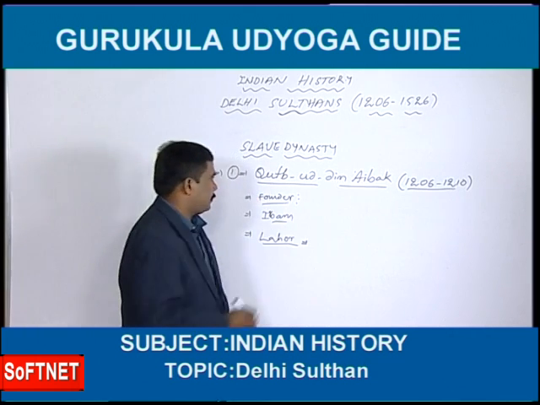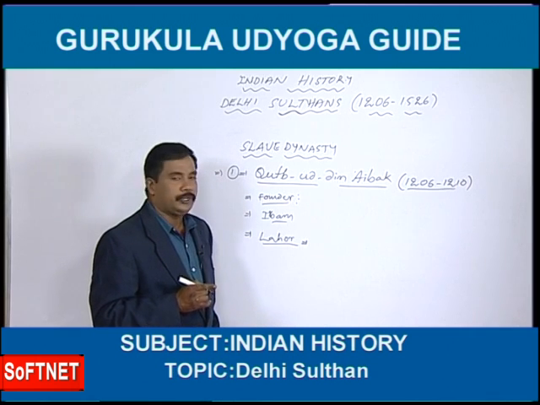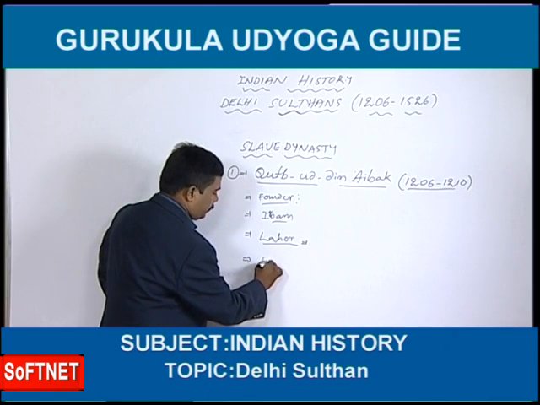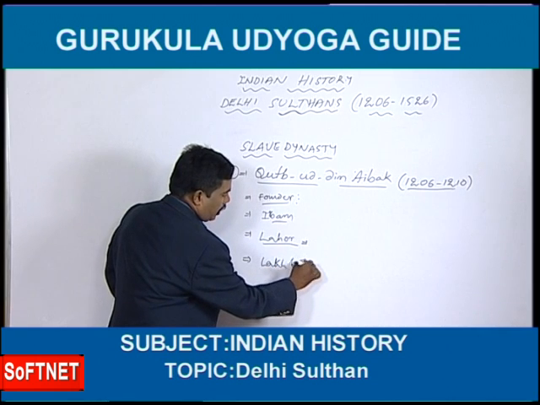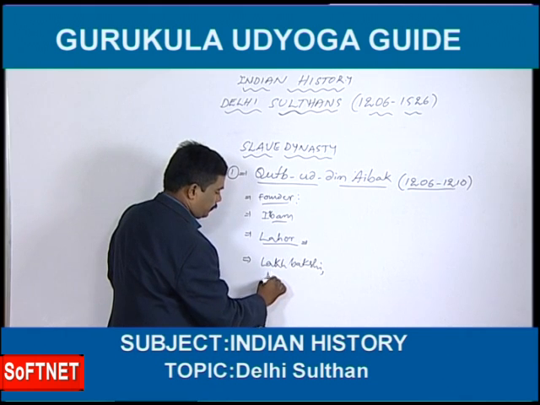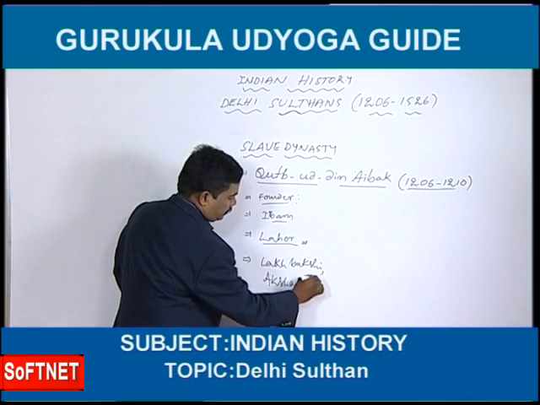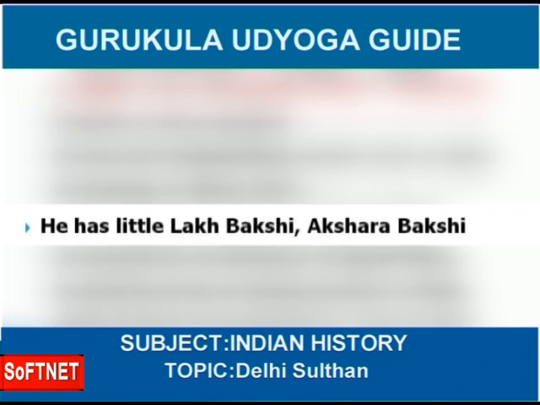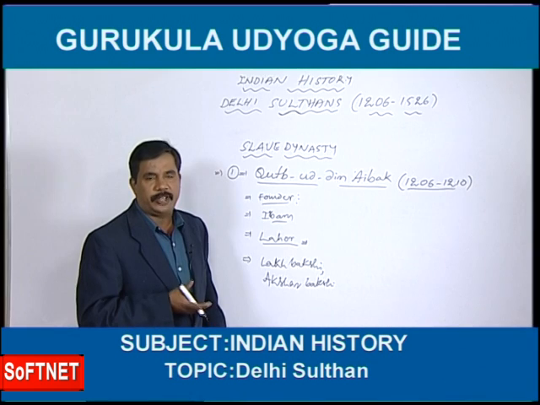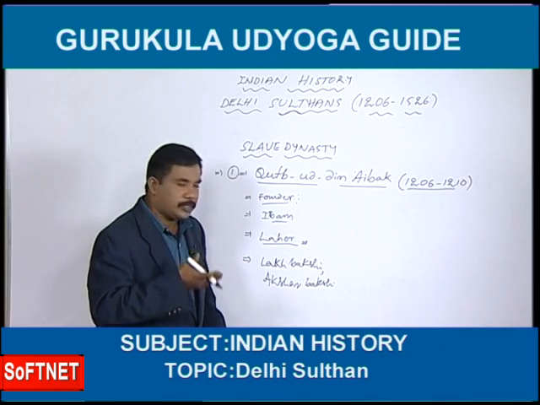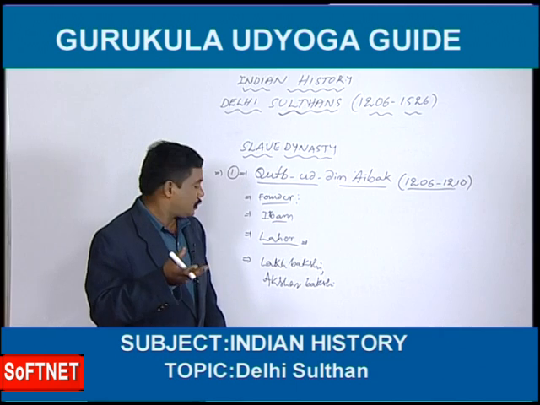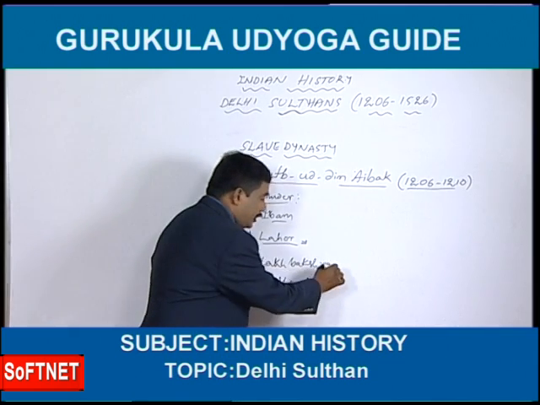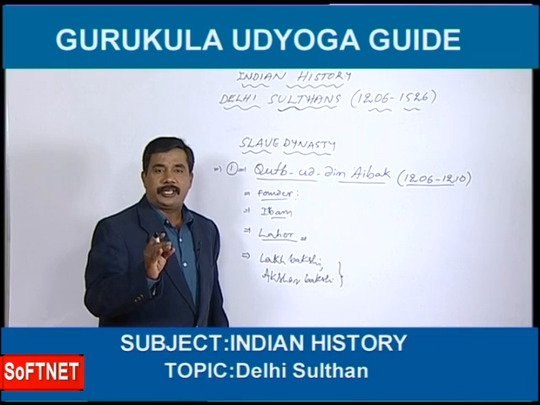And what are the titles? We should remember the titles of Qutbuddin Aibak. He has two titles, Lakh Bakhsh and Akshar Bakhsh. What is the meaning? It means he had great interest in education. If anybody recited poems or rhymes, he used to pay them large amounts. That's why he is called Lakh Bakhsh and Akshar Bakhsh. He is the Sultan who encouraged education.